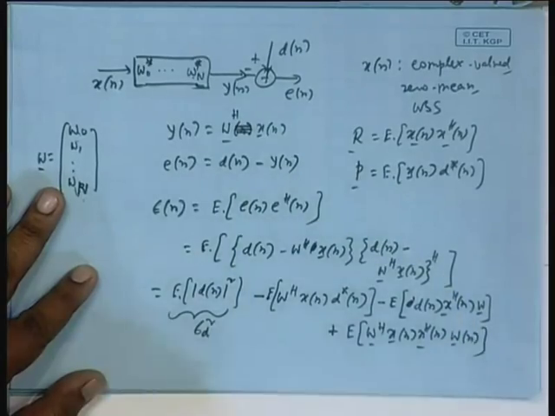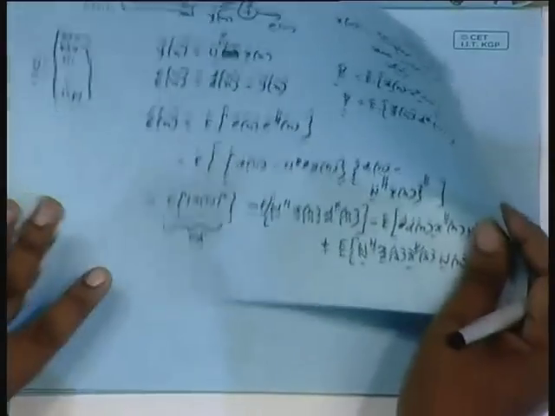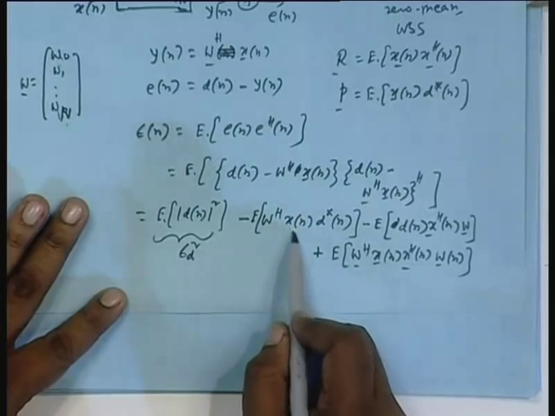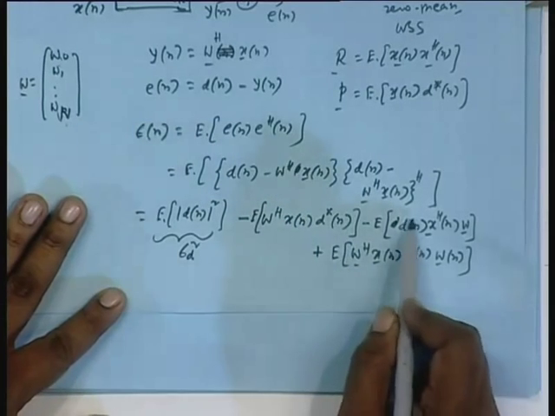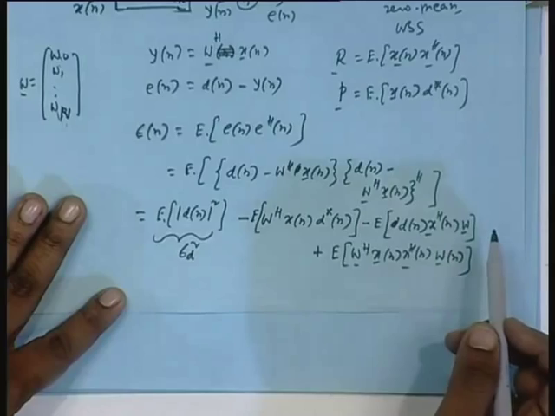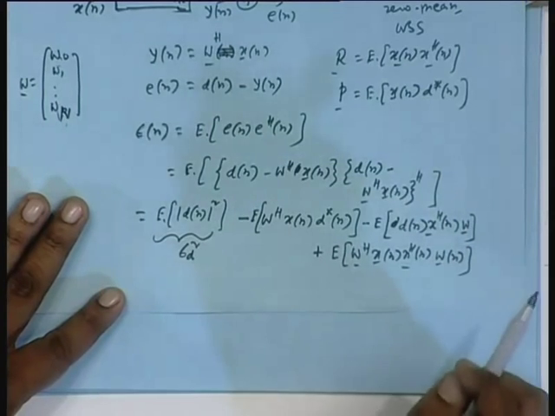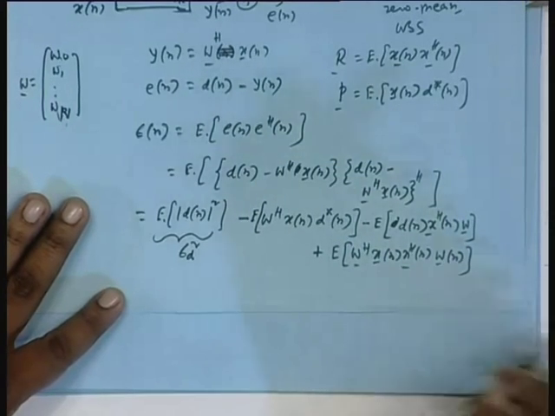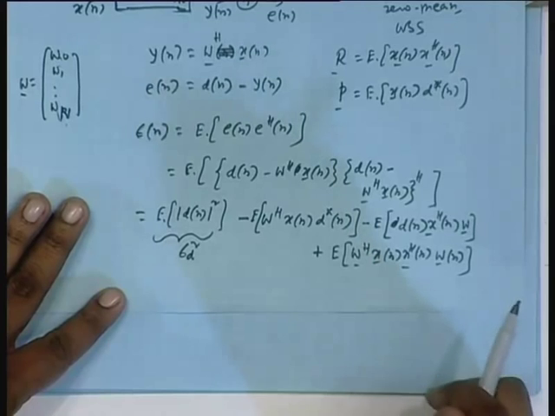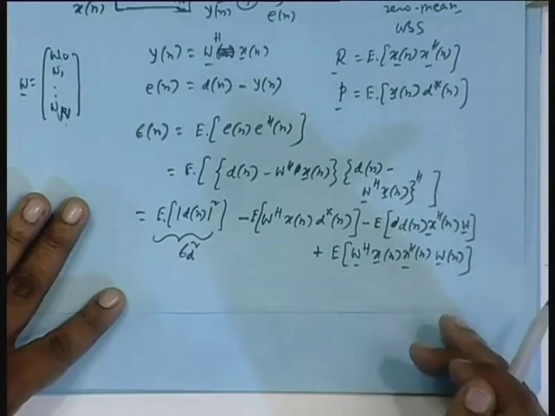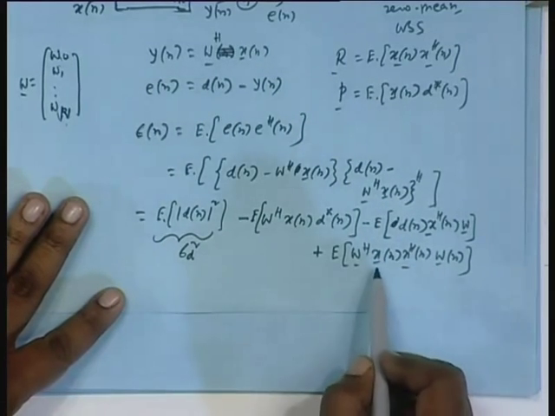Pretty simple. And you see, E will work only on this part, or here only on this part. W is not random. I am just trying to find a particular set of W which is optimal, but W is not random here, unlike the LMS. W is just a constant, an unknown constant that I want to find out. And here also E will work on this.